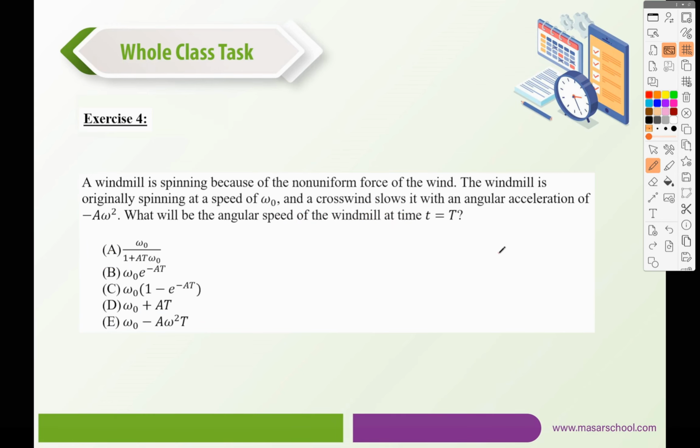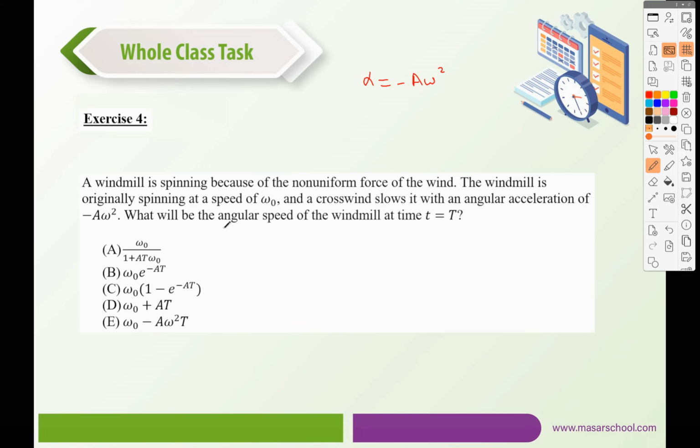A windmill, this is a very important exercise, is spinning because of the non-uniform force of the wind. The windmill is originally spinning at a speed omega 0, and the crosswind slows it with an angular acceleration of minus a omega square. Then alpha is given by minus a omega square. What is the angular speed of the windmill at time t equal to capital T?